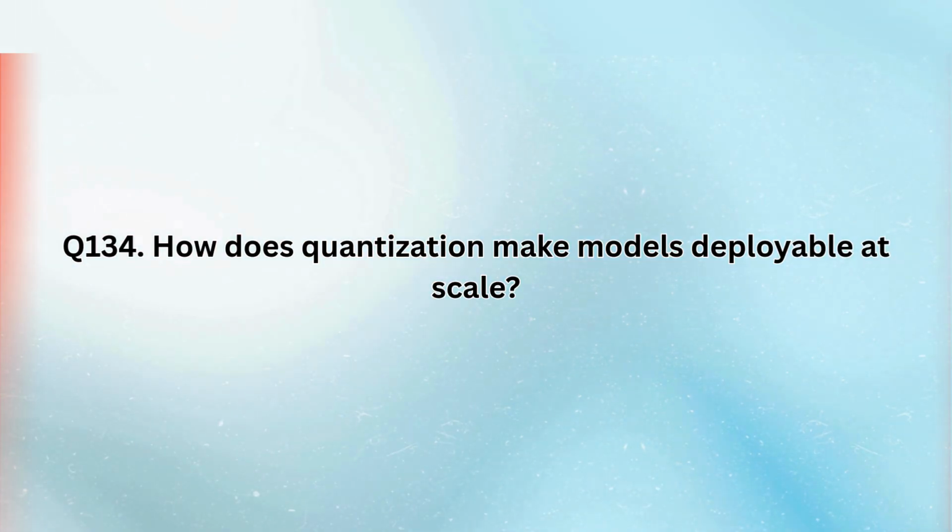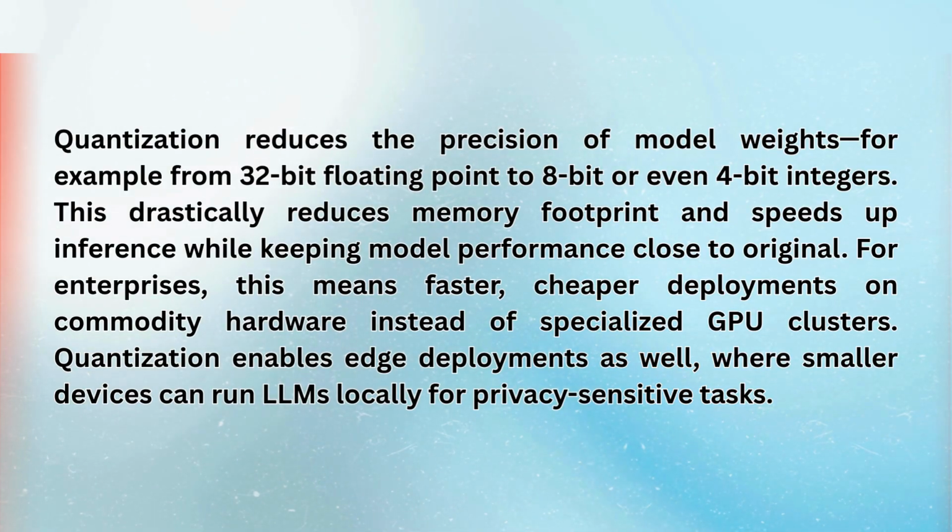How does quantization make models deployable at scale? Quantization reduces the precision of model weights, for example, from 32-bit floating point to 8-bit or even 4-bit integers. This drastically reduces memory footprint and speeds up inference while keeping model performance close to original. For enterprises, this means faster, cheaper deployments on commodity hardware instead of specialized GPU clusters. Quantization enables edge deployments as well, where smaller devices can run LLMs locally for privacy-sensitive tasks.